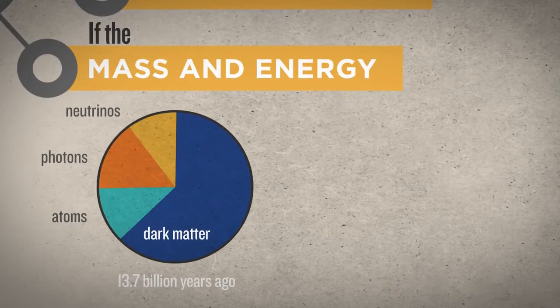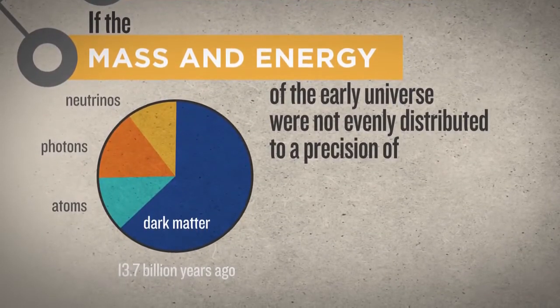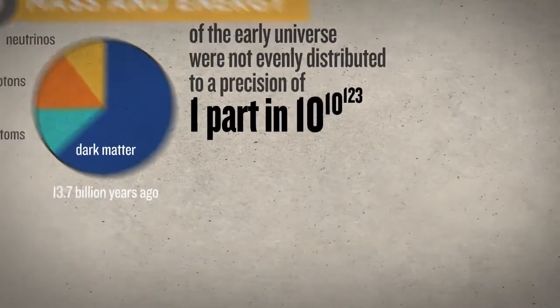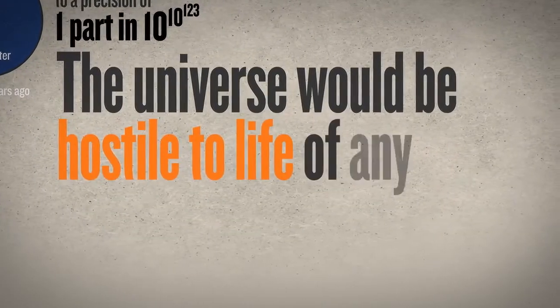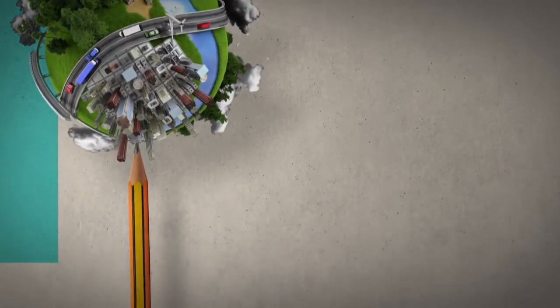If the mass and energy of the early universe were not evenly distributed to an incomprehensible precision of 1 part in 10 to the 10 to the 123rd, the universe would be hostile to life of any kind. The fact is, our universe permits physical, interactive life only because these, and many other numbers, have been independently and exquisitely balanced on a razor's edge.